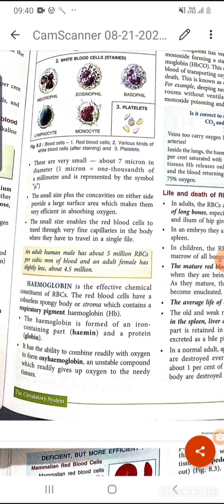In an adult human, there are 5 million RBCs present per cubic millimeter of blood, and an adult female has slightly less, about 4.5 million RBCs.